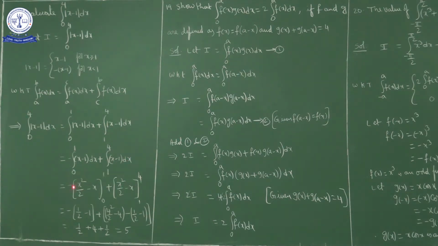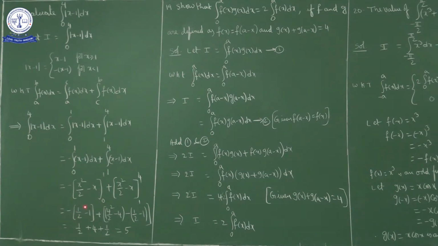So the integration of x is x square by 2, and the integration of minus 1 is minus x. So we get minus of x square by 2 minus x, lower limit 0, upper limit 1, plus x square by 2 minus x, lower limit 1, upper limit 4. Upper limit minus lower limit: if I apply the upper limit in the first bracket, we get minus of 1 by 2 minus 1; the lower limit 0 gives 0 only.